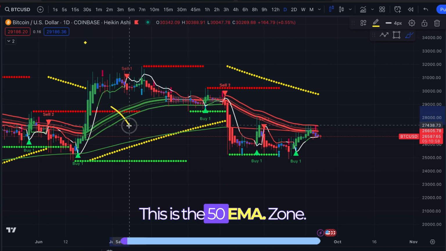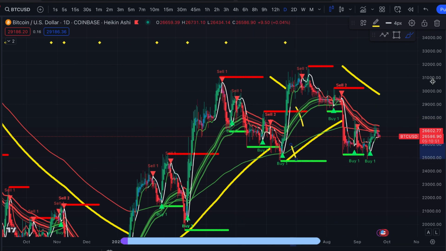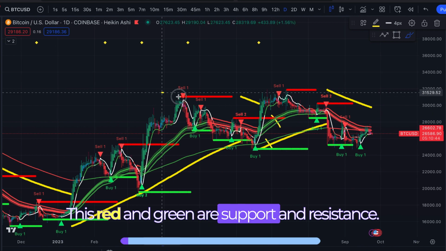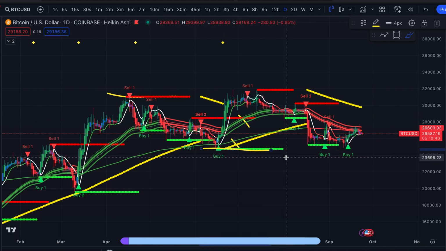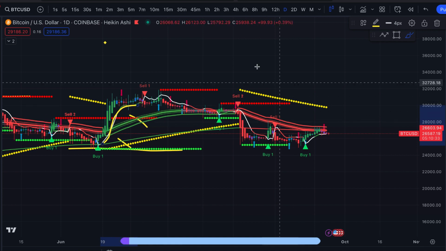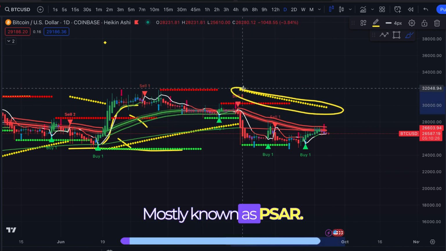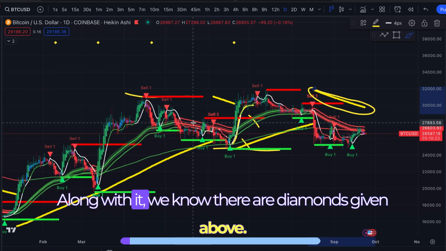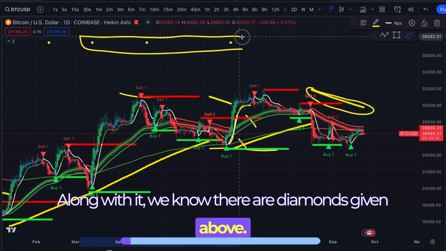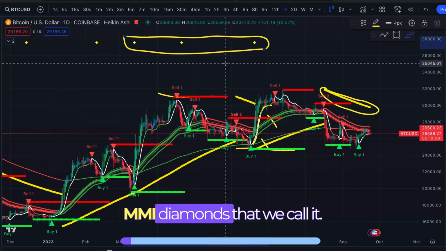This is the 50 EMA zone. This is the 200 EMA. This red and green are support and resistance. This white line is the Trendchecker 2 line. These yellow dots are parabolic support and resistance, mostly known as PSAR. Along with it, there are diamonds above the candles on the top, known as market maker indication, MMI diamonds, that we call it.